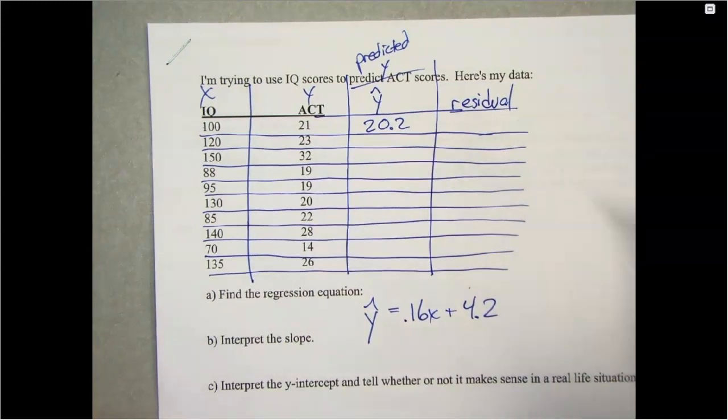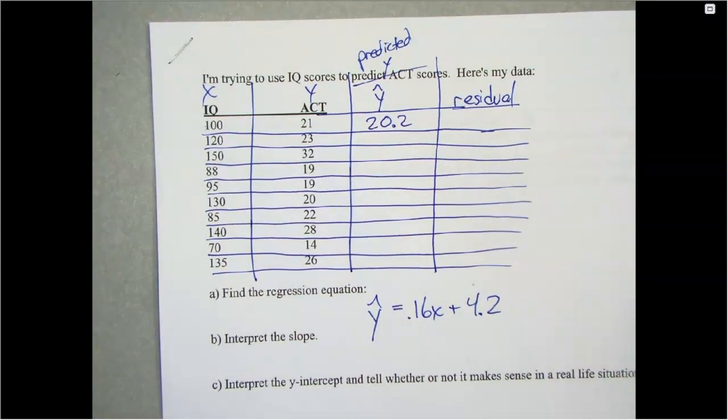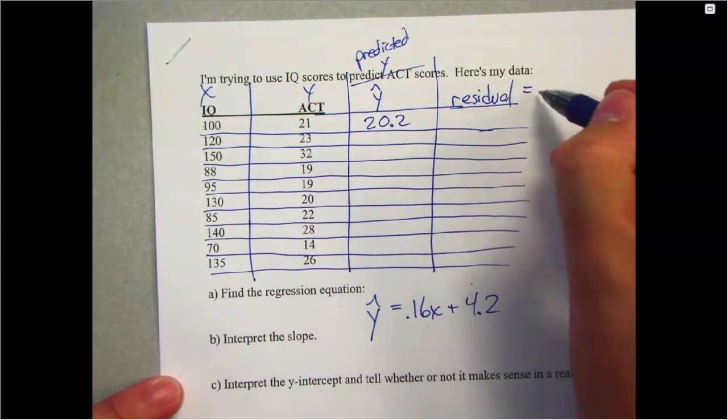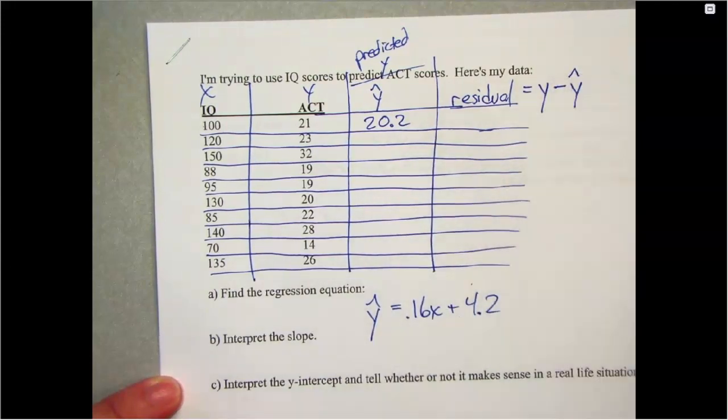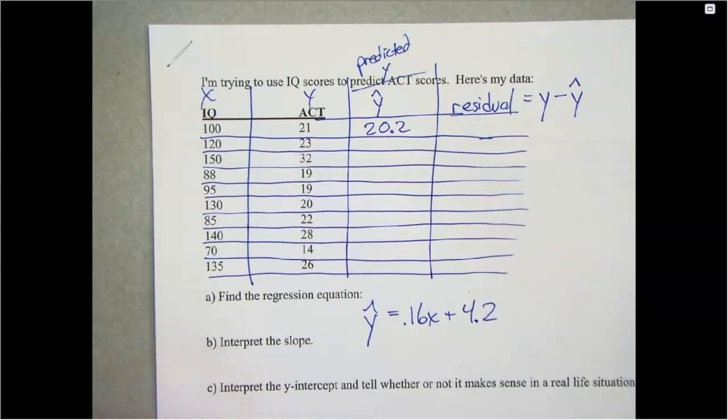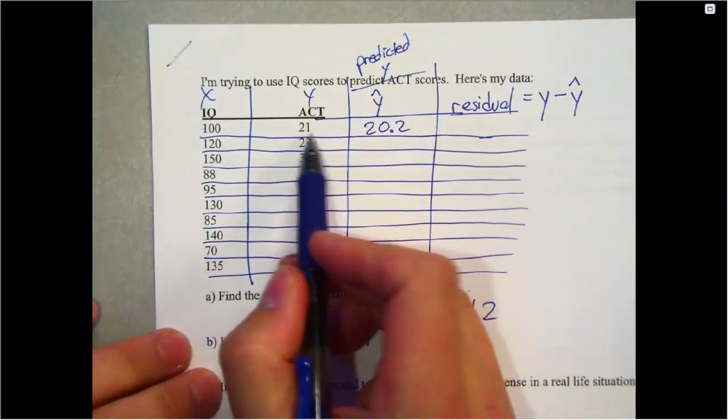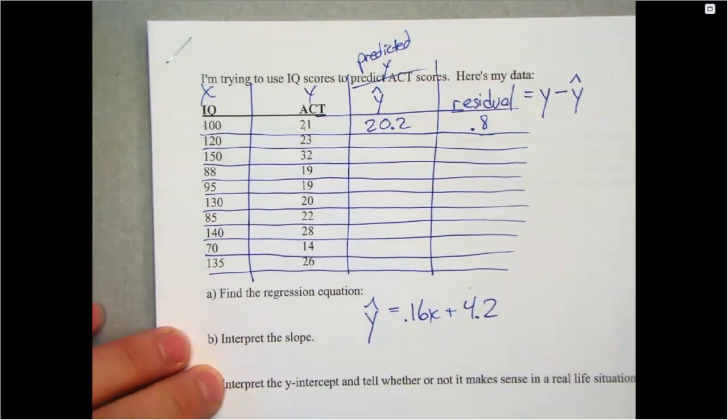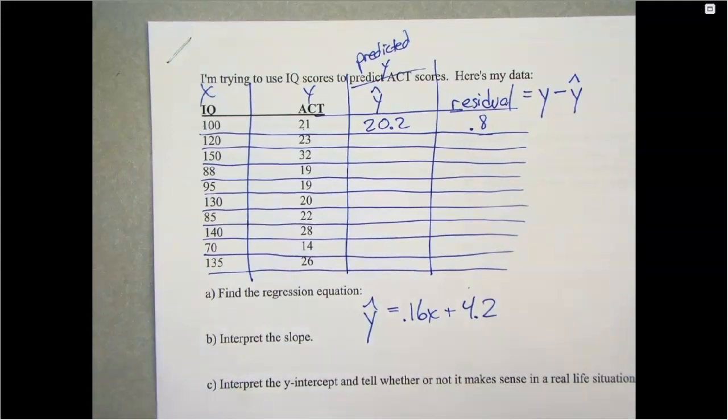Over here, I'm going to put the residual. Remember, residual is like residue, like the leftover amount, or the extra. The residual is always going to be the actual Y value minus the predicted Y value. So you walk in, you tell me my IQ is 100. What do you think I'm going to get on the ACT? I'm like, 20.2. Guaranteed. You got a 21. So you did better than I thought. You outperformed the prediction by 0.8. So your residual would be 0.8, because you did that much better than we predicted you were going to do. You did extra, beyond, overperformed, overachieved.